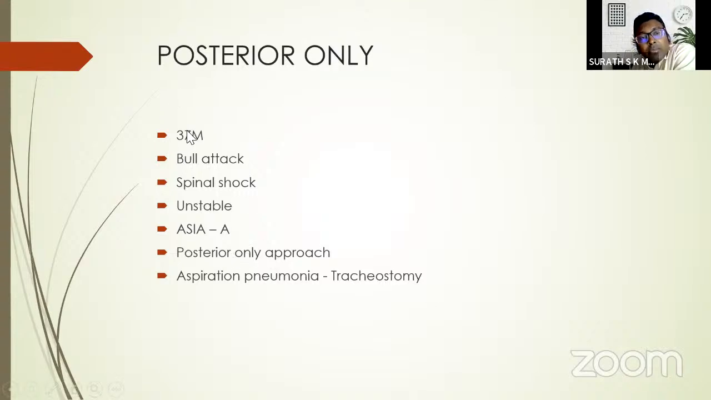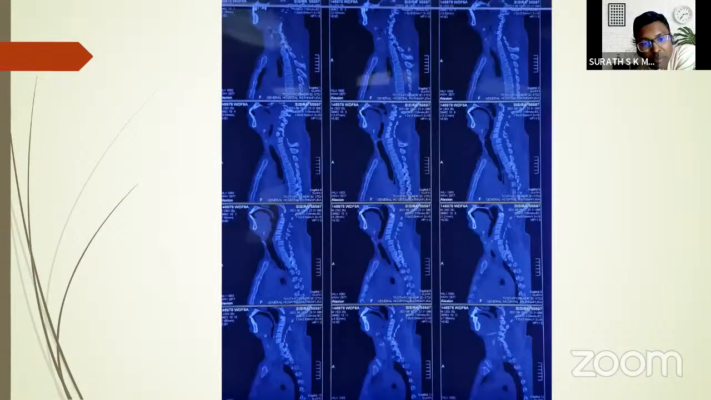This is a bull attack of a 37-year-old male presented with spinal shock. He was initially unstable, so we couldn't do the closed reduction in this patient, and we had to wait until the spinal shock settled. And he was persistently ASIA A, and he developed aspiration pneumonia very early. So we had to do a tracheostomy as well before the surgery. And then we did the posterior only approach for this one.